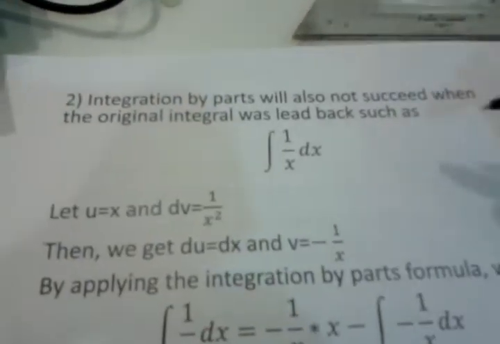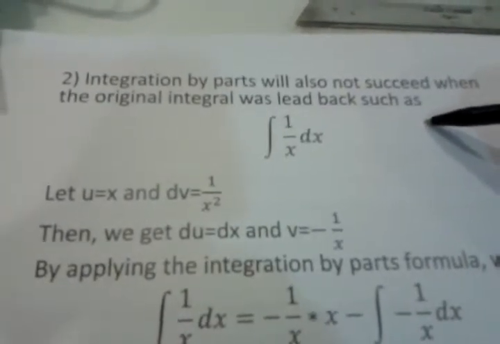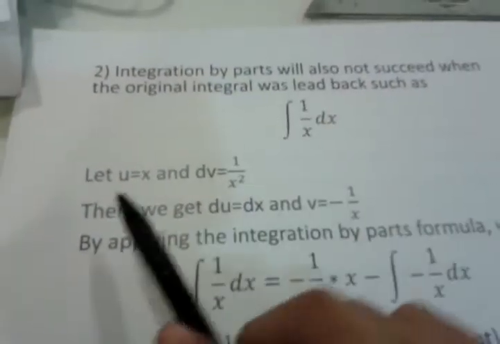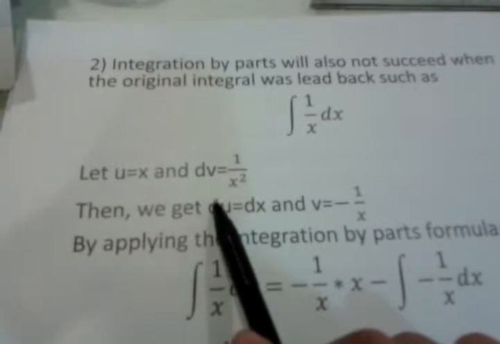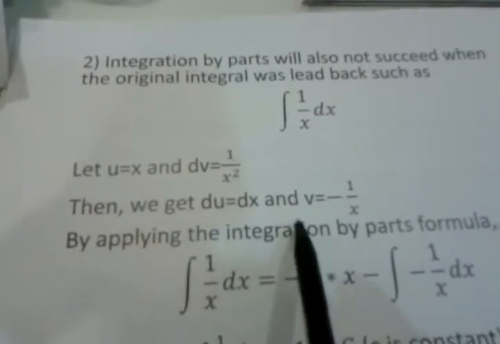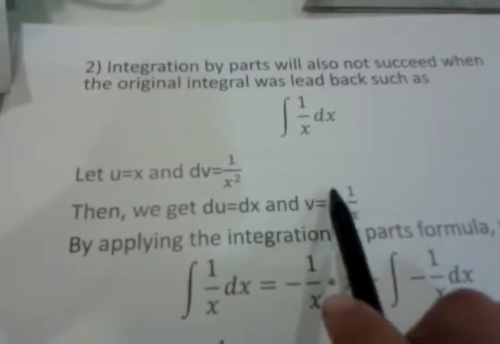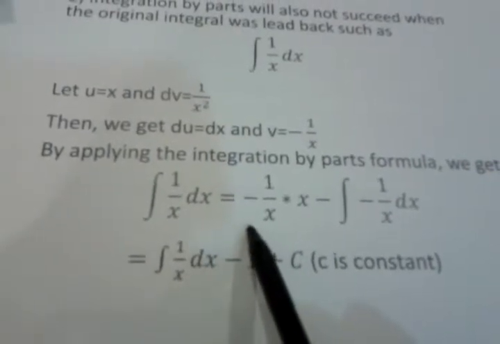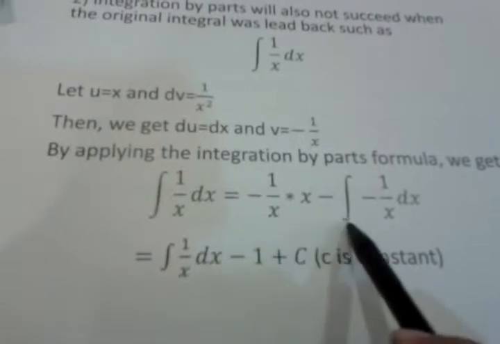The second type of question that will not succeed is when the original integral comes back, such as this, and we will let u equal to x, dv equal to 1 over x squared. Then we will get du equal to dx and v equal to negative 1 over x. By applying the integration by parts formula, we will get this and this.